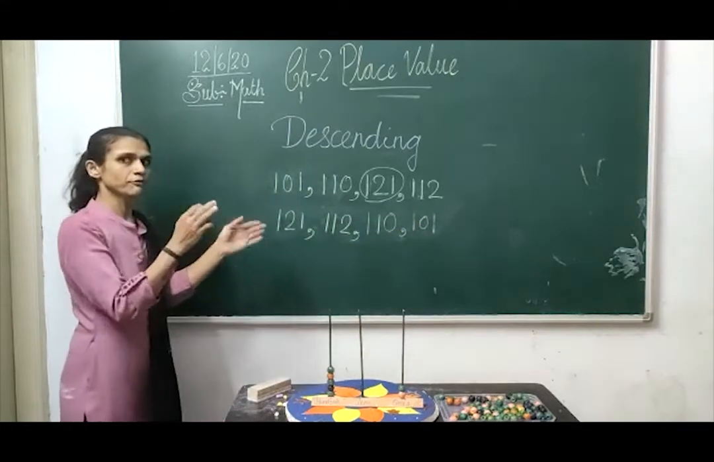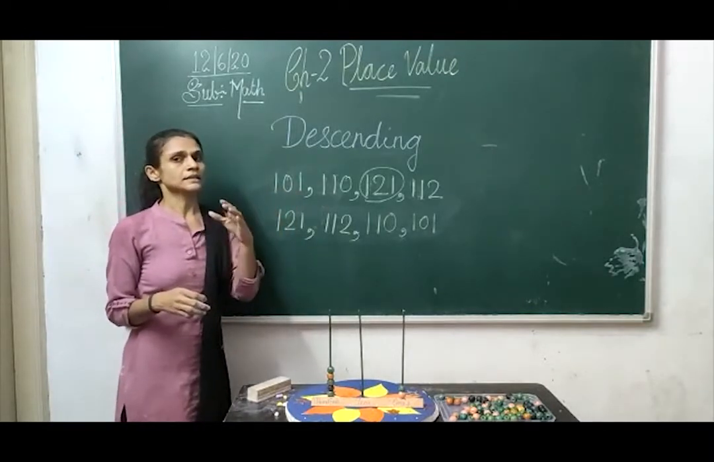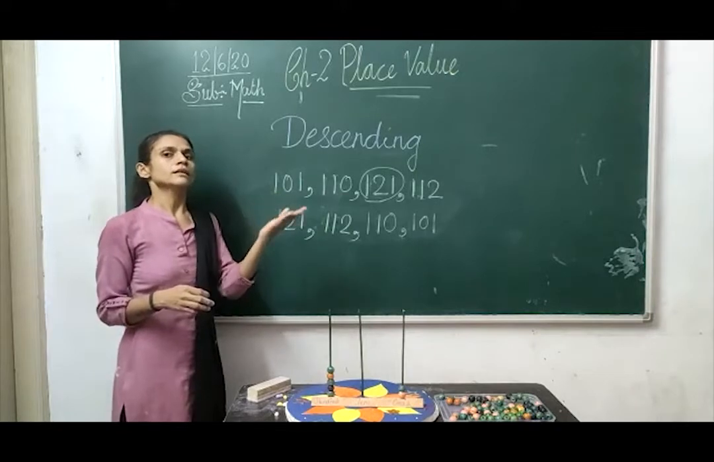You have to look at the before number. When you are writing descending order, you have to look at the before number, and when you are writing ascending order, you have to write the after number.